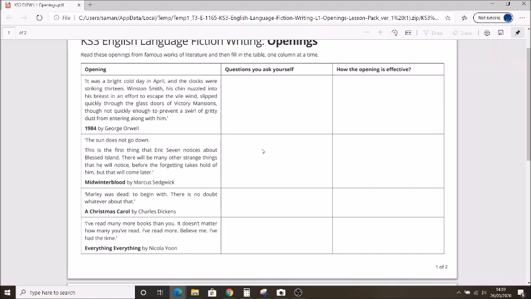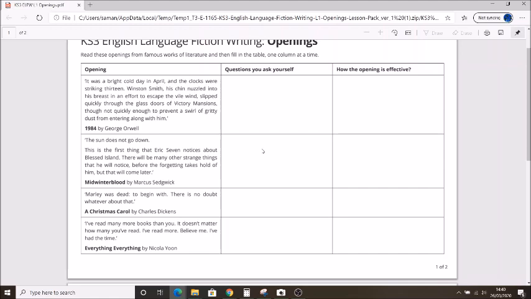So we are going to fill in the column in the middle here. So we've got opening, then questions you ask yourself. That's what we're looking at now. We're going to do the first one together, and then I'm going to say, right, pause the video and have a go at the other 6 after that.